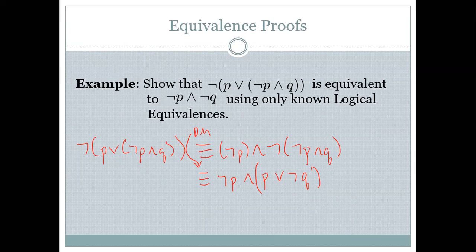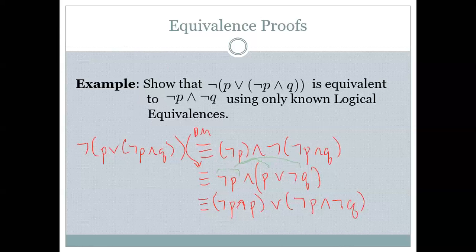Yeah, distribute. Distribute this guy here and here. Do you know what I'm saying? Okay, so here we go. Let's do that. Oops, I turned off my pen. Okay. So this is going to be equivalent to not P and P. Okay, that's interesting. Not P and P, or what? Not P and what? Not Q.